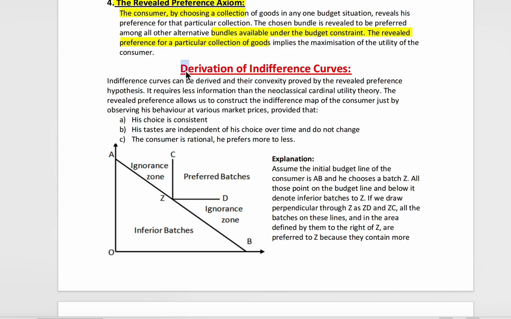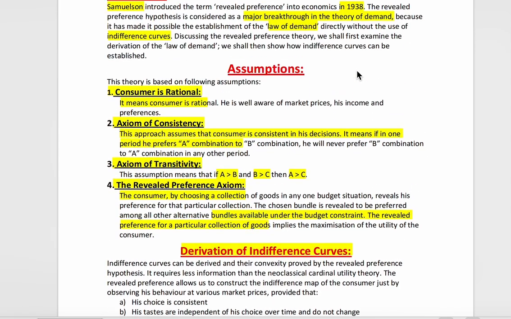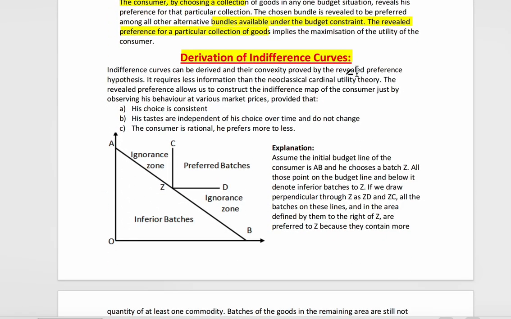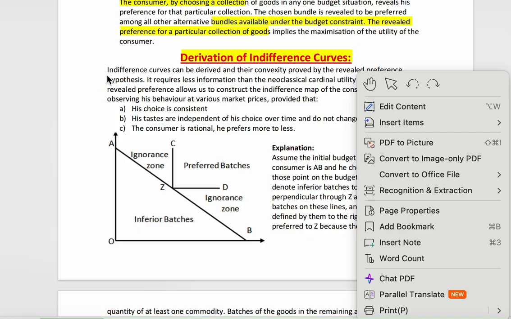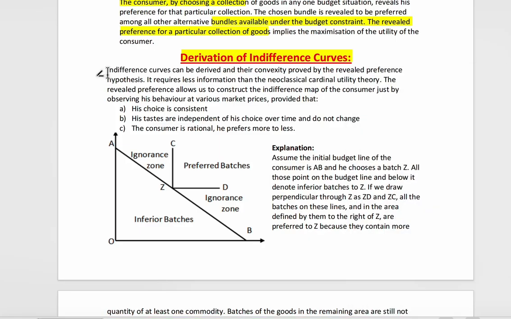And we can also derive the indifference curve by using the RPT theory, as the RPT theory does not use the IC curve for equilibrium. We can also derive the indifference curve by using the RPT theory. In order to derive, let us assume the consumer choice is consistent and his tastes are independent over the period of time, and the consumer is rational, always trying to maximize the satisfaction.